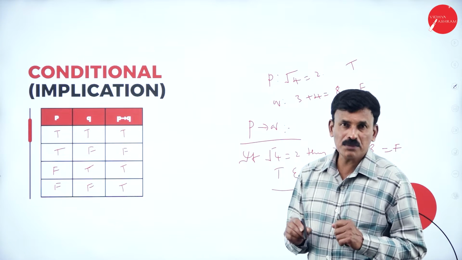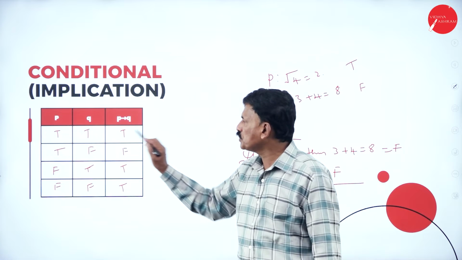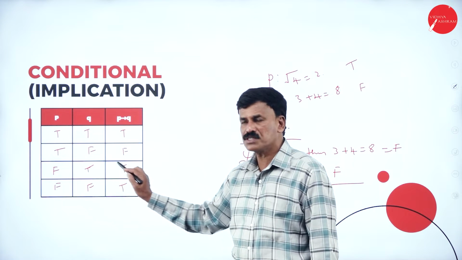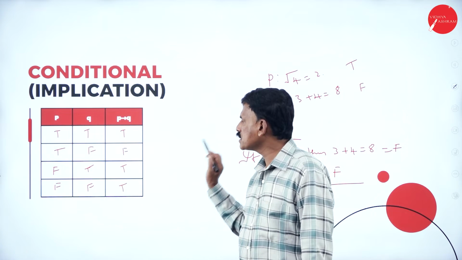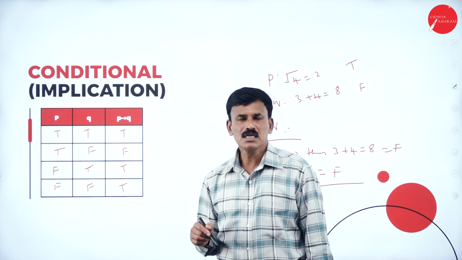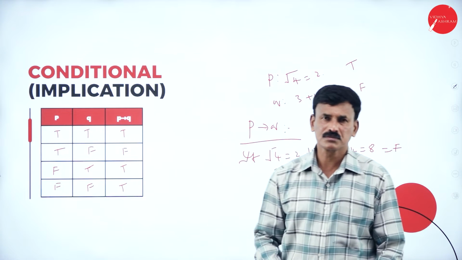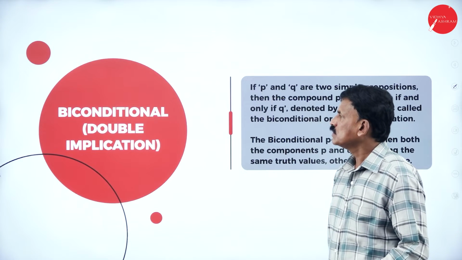Therefore, the truth table for a conditional is: true and true is true, true and false is false, false and true is true, false and false is also true. This is the conditional statement. Now, let us come to the next one.